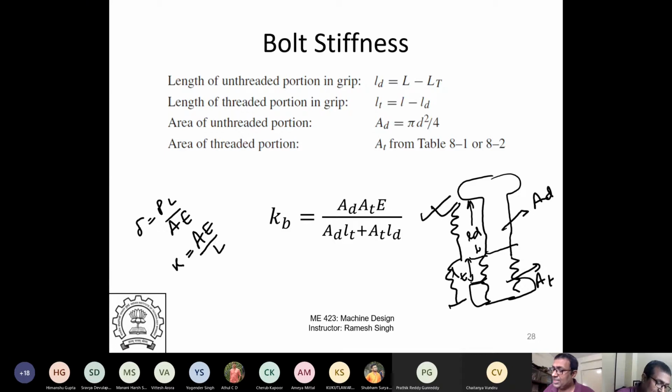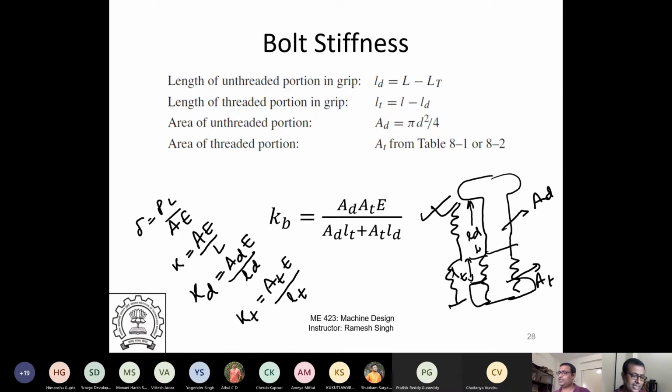So basically, I can say KD is unthreaded. So KD is equal to AD E over LD. E is the same, the material is the same, so it doesn't really matter. What is the length of this? It is LD, right? And for the threaded portion, KT will be AT times E divided by LT. This we did in the last class.